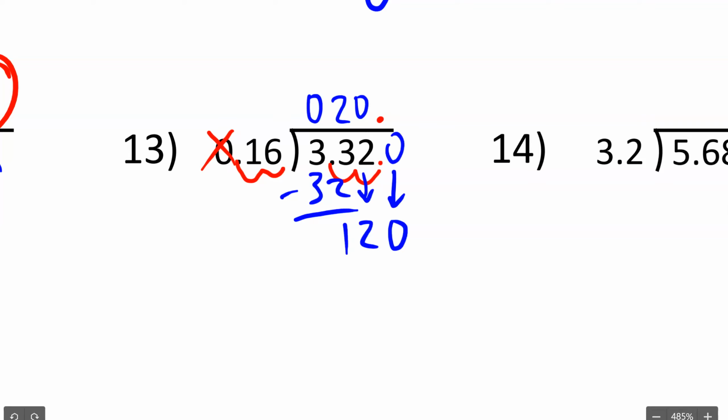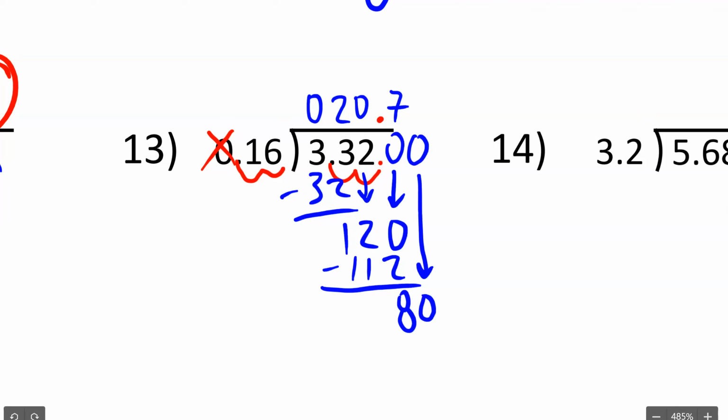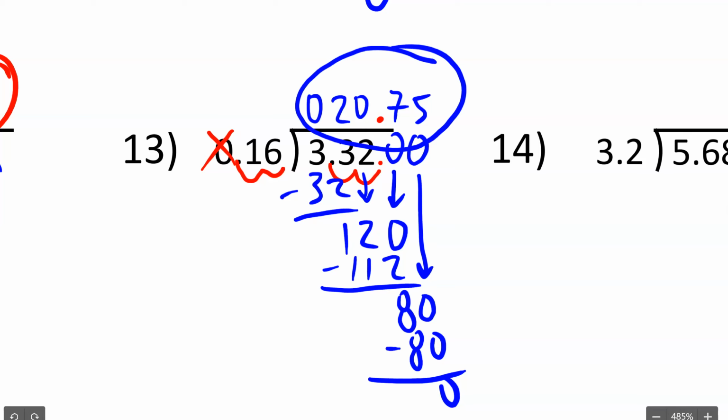How many 16s are in 120? It's going to be 7. So 7 times 16 is 112. Find the difference. That gives me 8. And so now I need to add another 0. Bring that down. How many 16s are in 80? And so that's going to be 5. 5 times 16 is 80. And so now I have my answer, which is 20 and 75 hundredths.